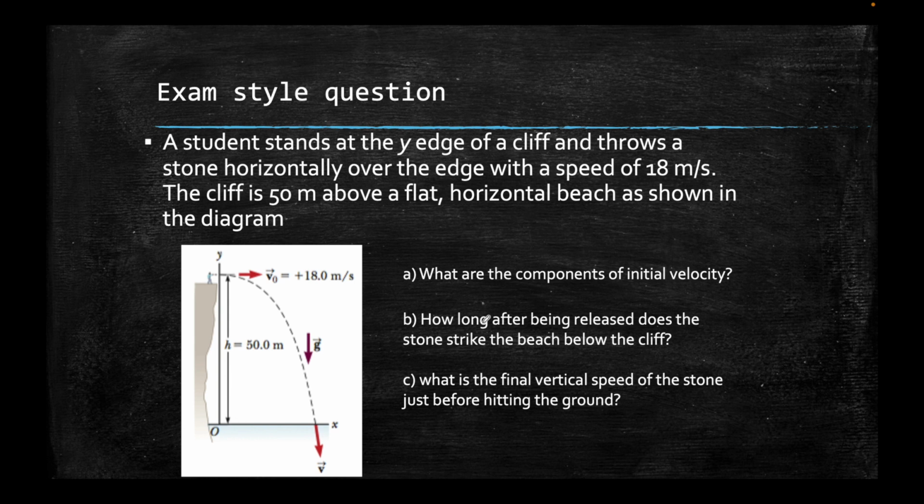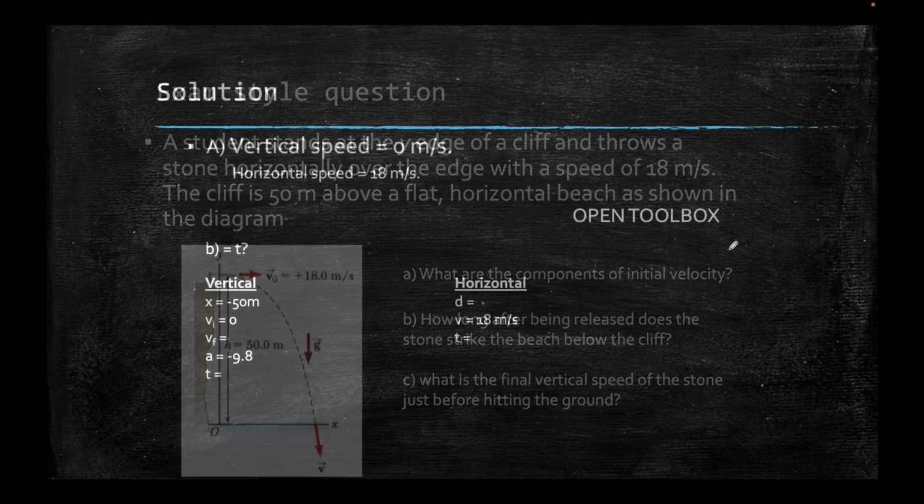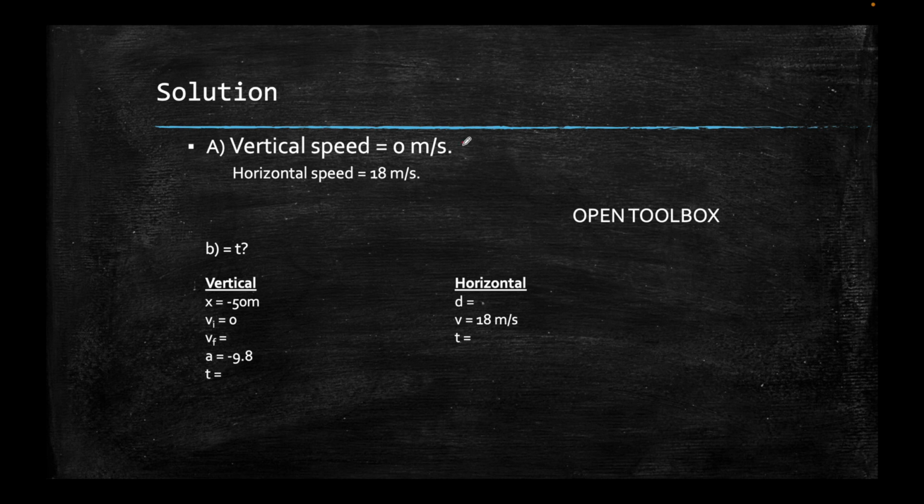So, first question, the components of the initial velocity. I know it's thrown horizontally, so the x component will be 18, and actually the y component will end up being 0 for this one. So that's actually a good, easy start. The vertical being 0, the horizontal being 18.